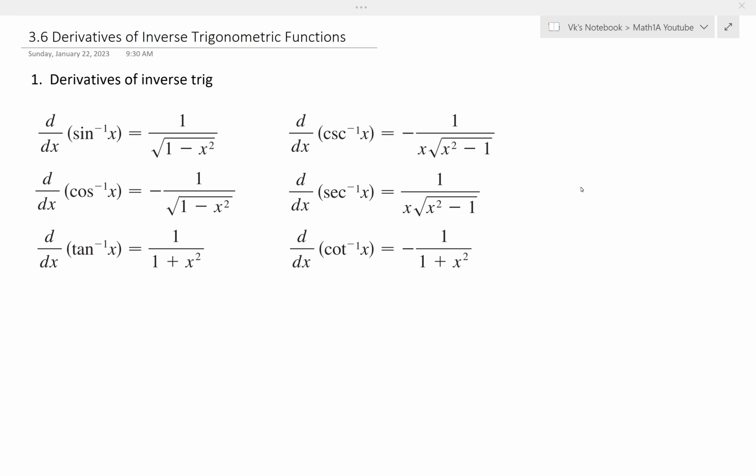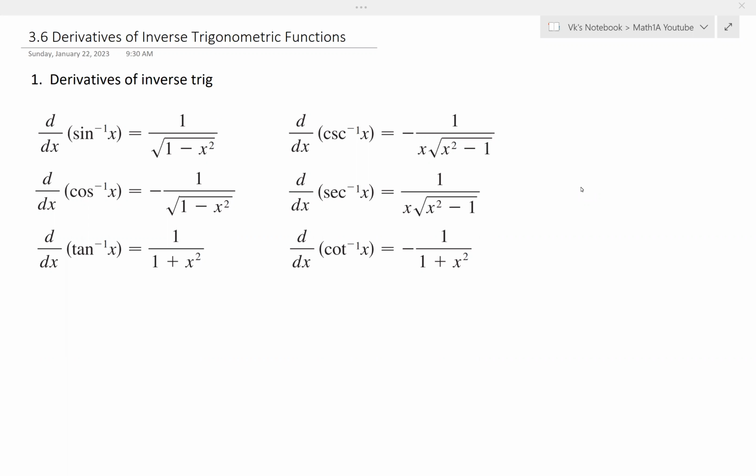Today we explore lesson 3.6, derivatives of inverse trigonometric functions. Number one, derivatives of inverse trig. We have 6 of them. Derivative of arcsine is 1 over root of 1 minus x squared. Derivative of arccosine is negative 1 over root of 1 minus x squared. Derivative of arctangent is 1 over 1 plus x squared.